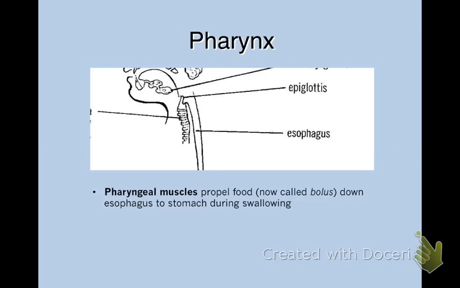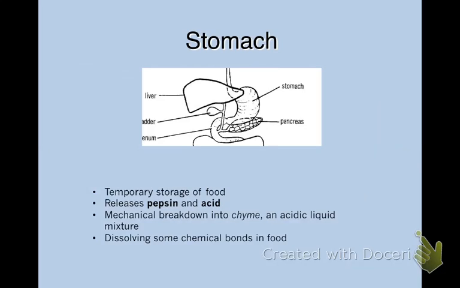And then the pharyngeal muscles in the pharynx propel food. So once it's been chewed up and has entered the esophageal region, it's called a bolus, and it moves down the esophagus into the stomach during swallowing. Once it's in the stomach, it's not a section of absorption. Instead, it's a section of mixing and storage.